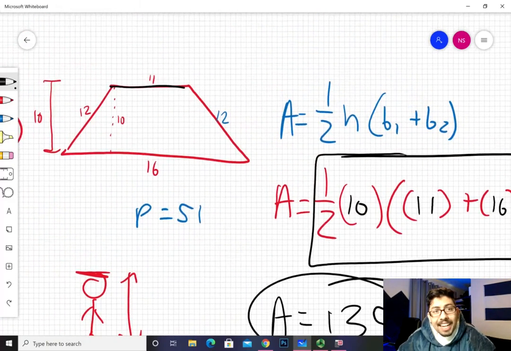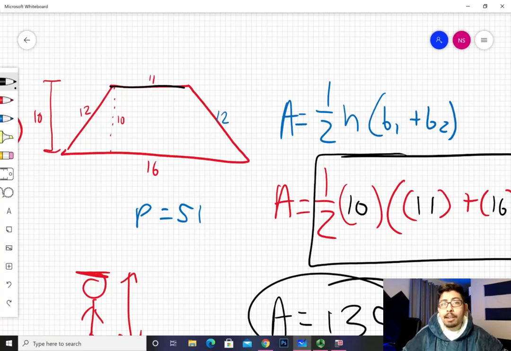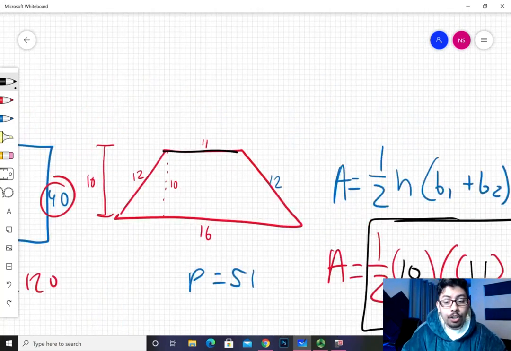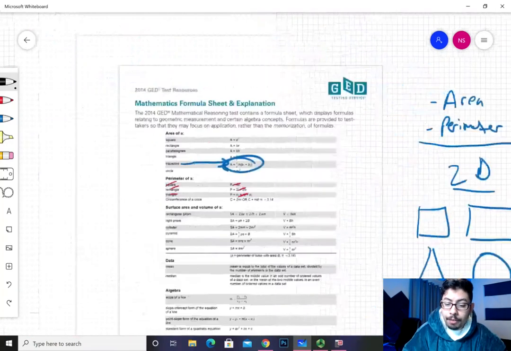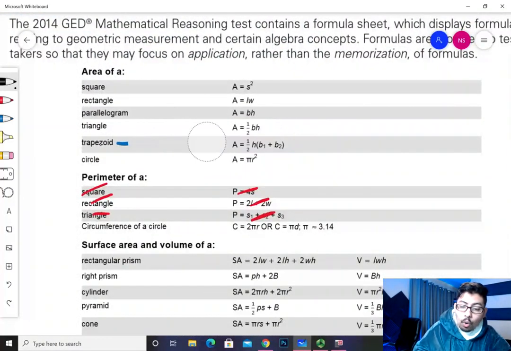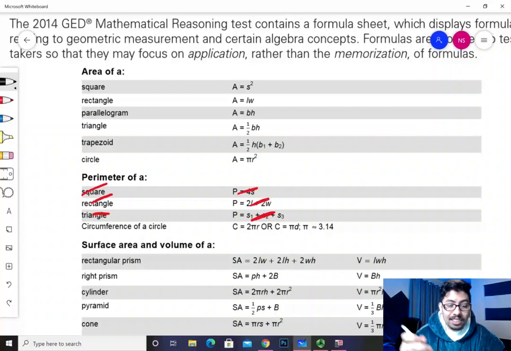So how do you find areas for these two-dimensional figures? You look at the formula sheet, right? The perimeter is an easy one. You just add up all the outside. That's the fancy trick, right? The area of the two-dimensional figures, you refer to the formula sheets. So I just want to very quickly, because I'm not going to go through each one, go over a couple of the letters, the variables that you might come across that might confuse you.